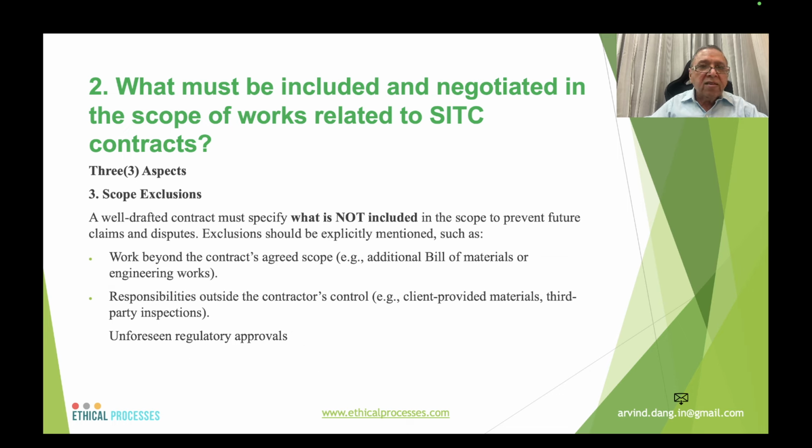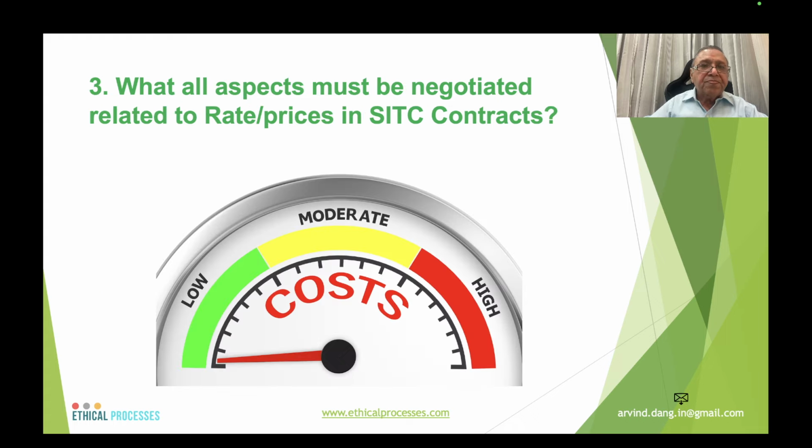Third aspect under this umbrella of scope is it must be very clearly defined what is not included in the scope, to prevent future claims and disputes with the contractor. And exclusions should be expressly mentioned, such as work beyond the contractor's agreed scope, like additional bill of materials or engineering works, responsibilities outside the contractor's control, like client provided materials, third party inspections, and any unforeseen regulatory approvals. Usually, the normal regulatory approvals are put in the scope of the contractor.